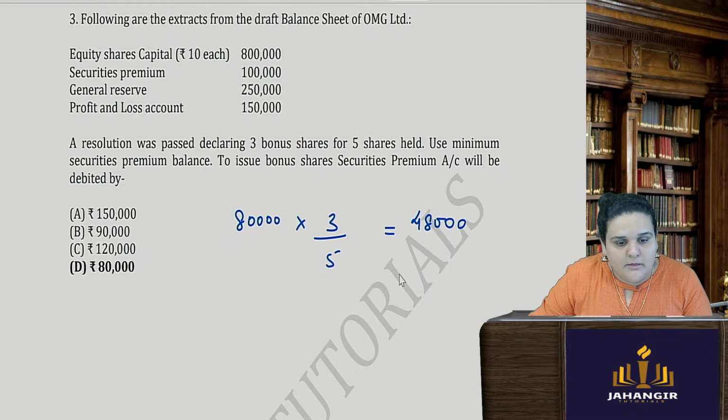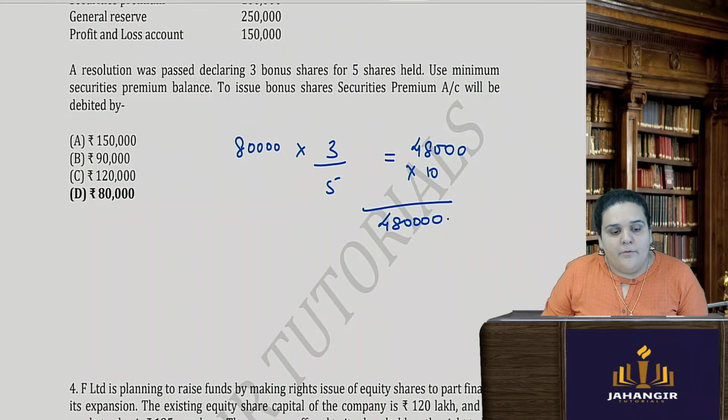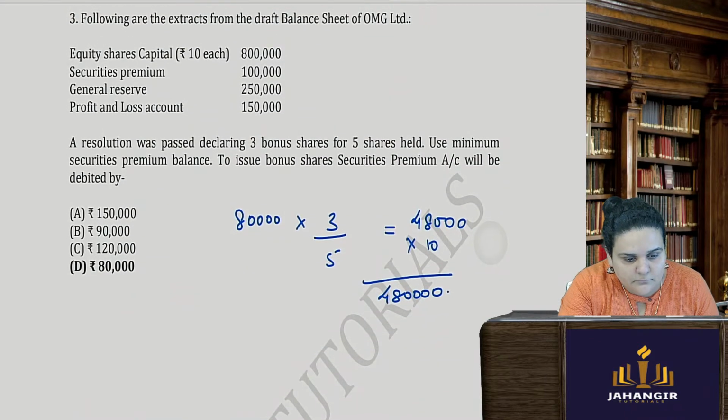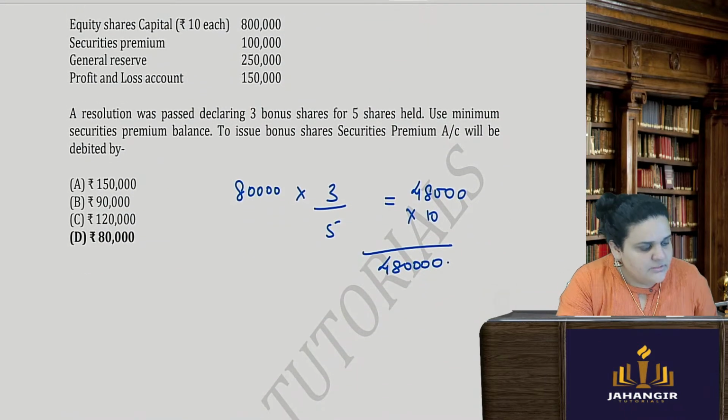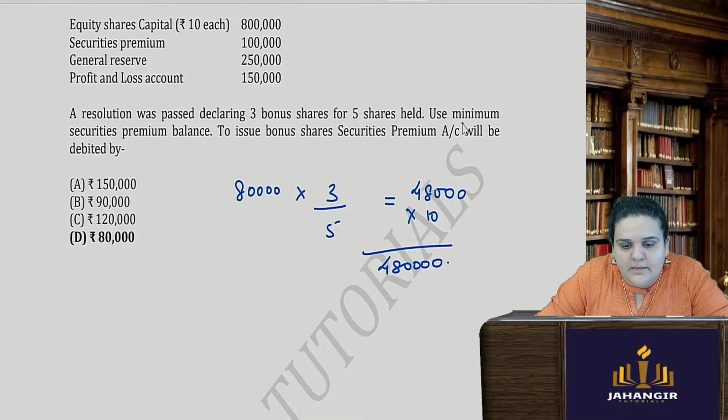Okay. The face value is 10, therefore I will need 4,80,000 rupees to issue bonus. Security premium account will be debited by how much? Okay, we have to use minimum, they are saying.